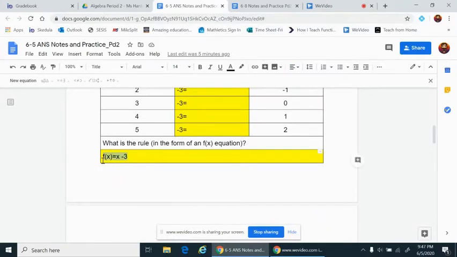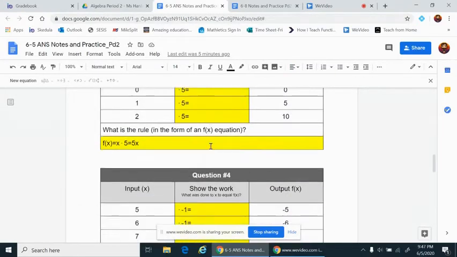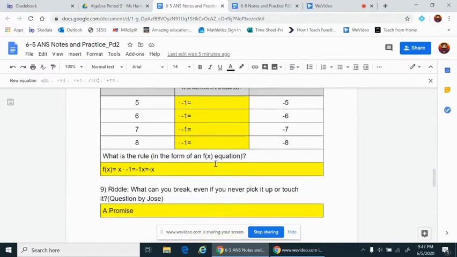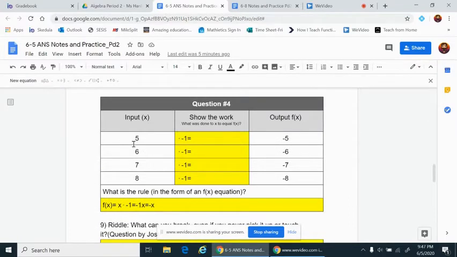A couple of you didn't do the rule. I made a note of it. The last one was a trick one, so I did want to go over it. So we had 5 and we went to -5. We had 6 and went to -6, 7 to -7, and 8 to -8. So my most common answer is actually 0. You added 0 to it.